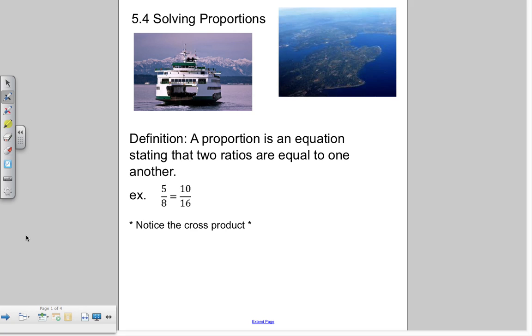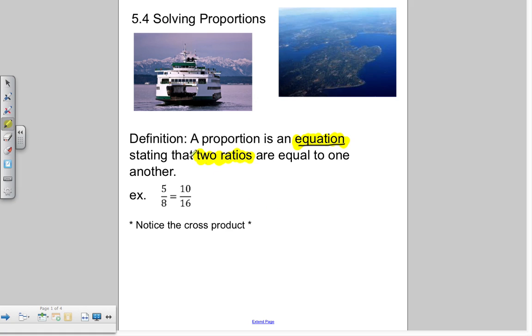Okay, so first we'll start with a definition. What the heck is a proportion? Well, a proportion is an equation, very important word, stating that two ratios are equal to one another. Let's try this. An equation stating that two ratios are equal to one another.